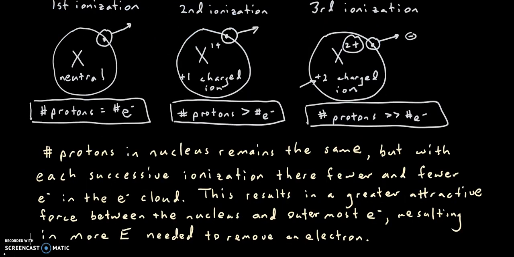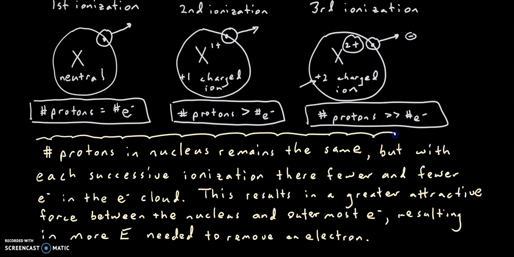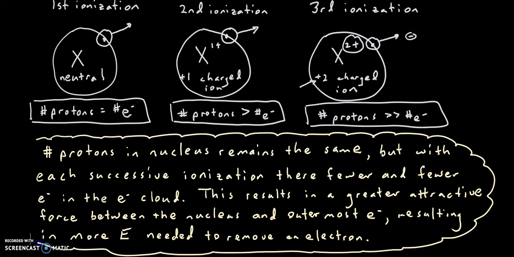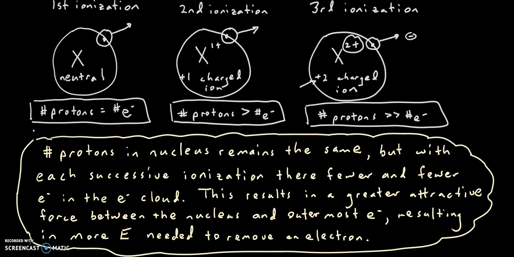The overall effect that we see here is that as we remove one electron, then another electron, then another electron, the number of protons in the nucleus continues to remain the same. However, the number of electrons in the outer electron cloud is diminishing by 1 with each successive ionization energy. This results in a greater attractive force between the nucleus and the outermost electron, resulting in more energy needed to remove a single electron. And we see the pattern of first ionization energy less than second ionization energy, which is less than the third ionization energy.